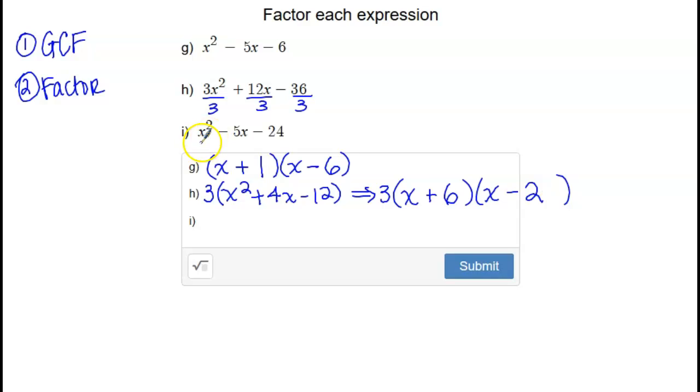All right, the last one, again, look for a GCF. You have 1, 5, and 24, so the largest number that they're all divisible by is 1, which doesn't count. We have an x squared and x and no x, so there's no GCF for this one. So we're going to set up our two sets of parentheses. x times x is x squared. I need two numbers that multiply to get us negative 24, but that also add to give us negative 5. So this would be negative 8 and positive 3.